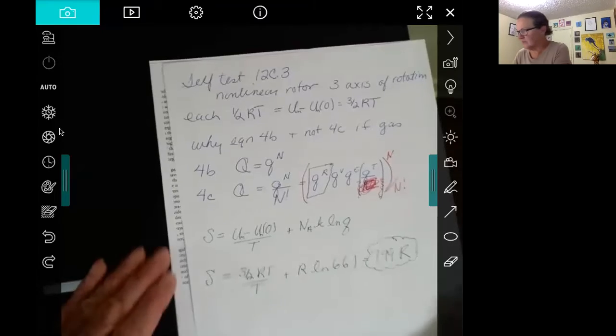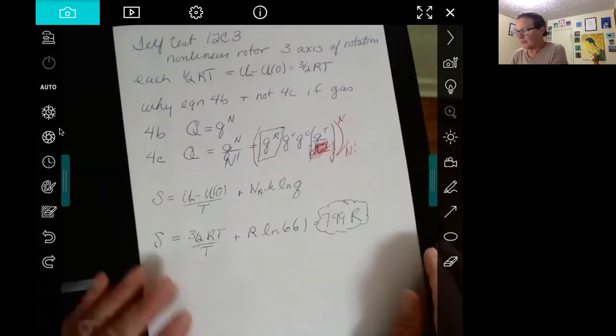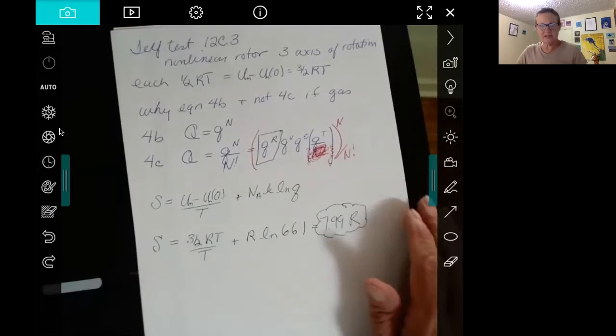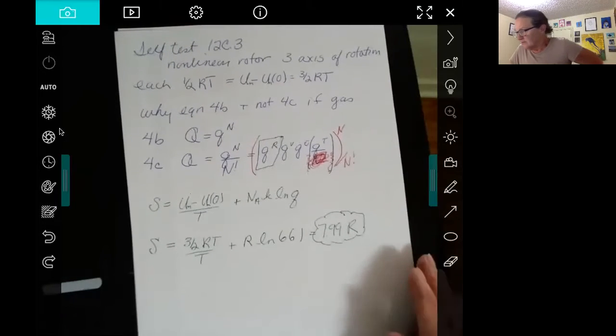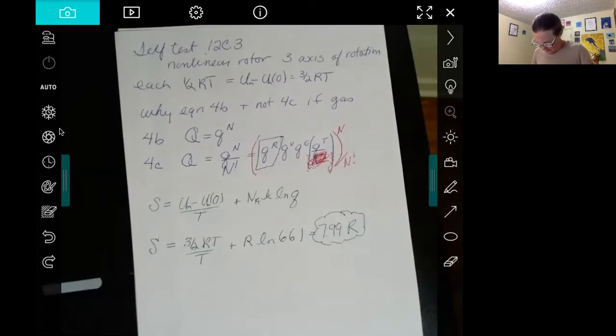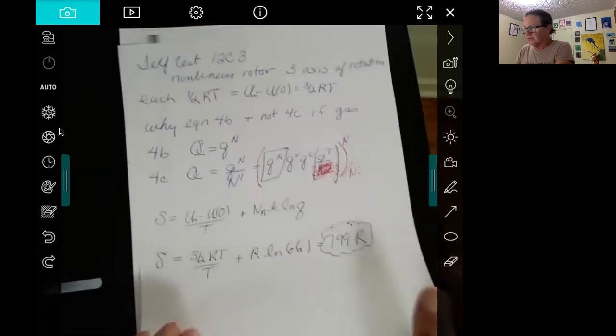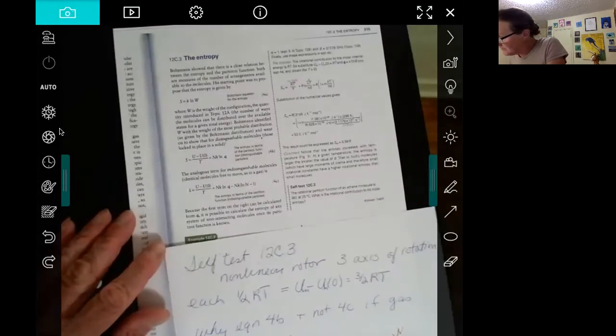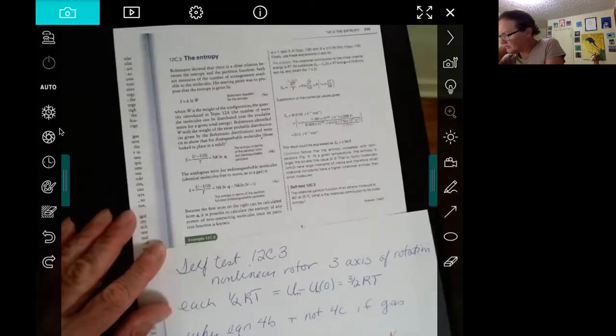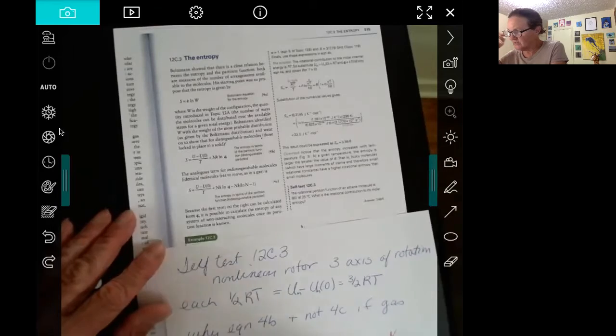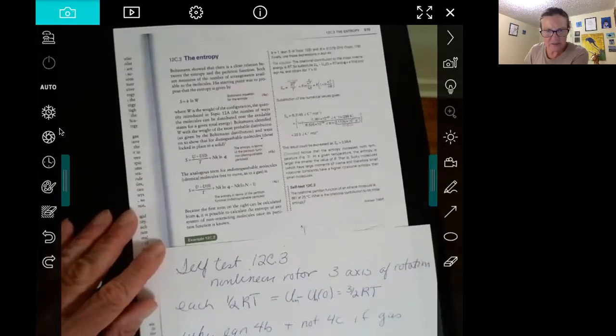Okay, so at the end of my last lecture, we were working on a problem on calculating entropy. And I had to stop because I didn't agree with the equation they were using. So I'm going to explain to you. So this is self-test 12C.3 on page 1515. And it says the rotational partition function of an ethene molecule is 661 at 25 degrees. What's the rotational contribution to its molar entropy?